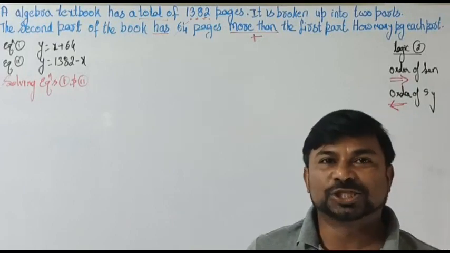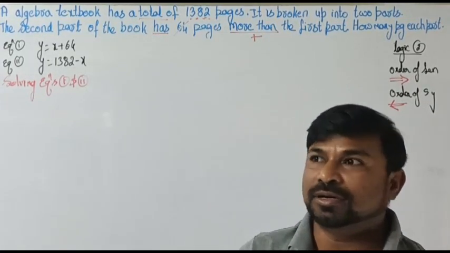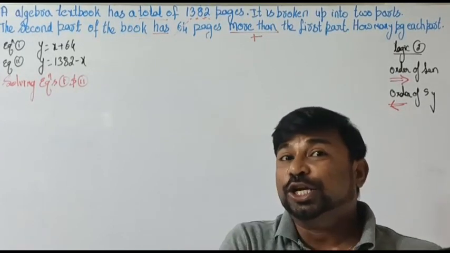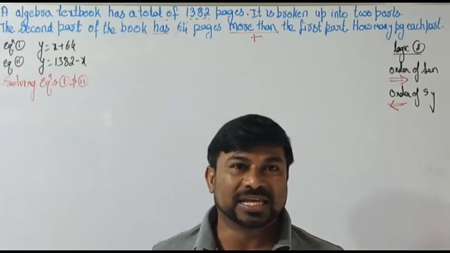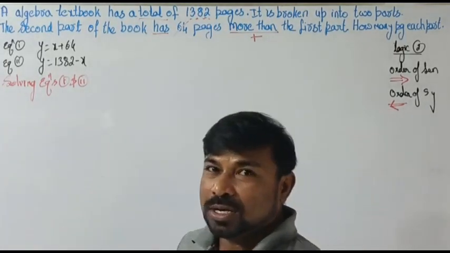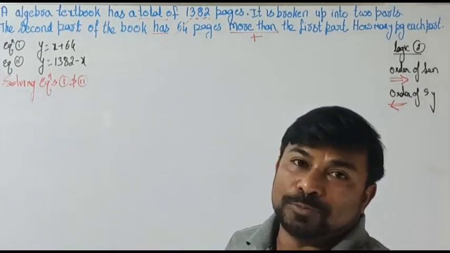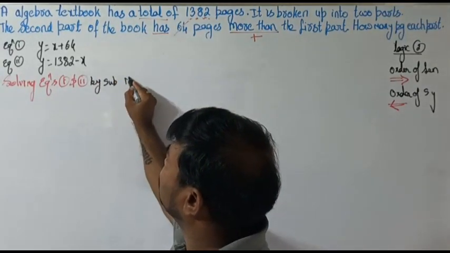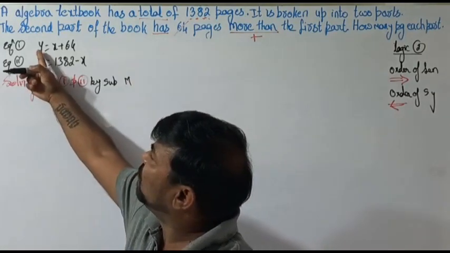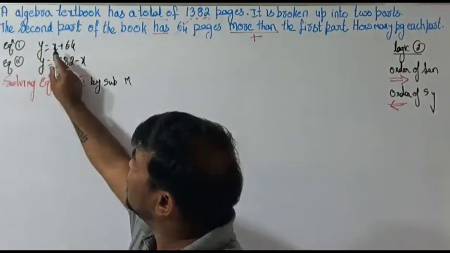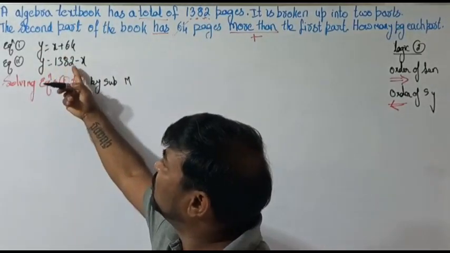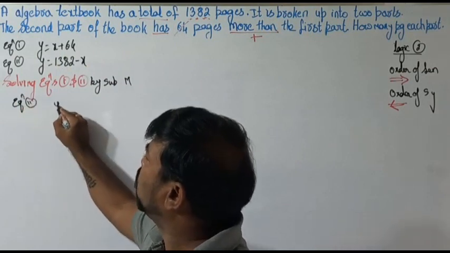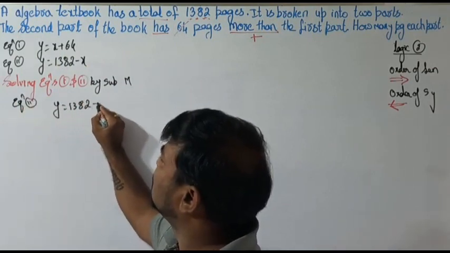We have equation 1 and 2. We like to solve that. We can choose any method: graphical method, elimination method, substitution method, or reducing to linear equation method. You can use anything and find the value of x and y, but here, for equations 1 and 2, I am using the substitution method. What's the value of y here? y is equal to x plus 64, and y is equal to 1382 minus x. That is equation 2.